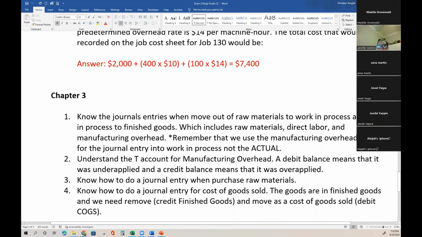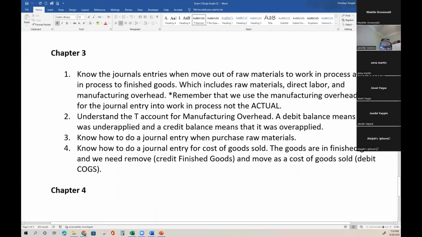So manufacturing overhead, last week, we talked about that under and over applied. A debit balance means that it was under applied, and a credit balance means it was over applied. So remember, when you're looking at a T account for manufacturing overhead, on the left was the actual, on the right was the applied. And I'm asking you to know that because there may be a question that comes out of knowing that information. Does this help?